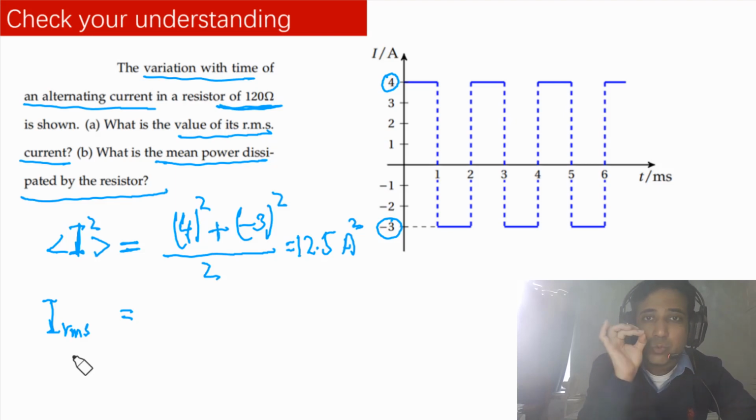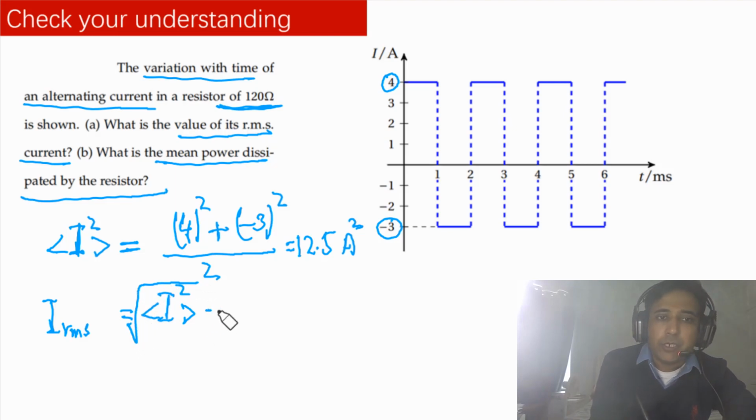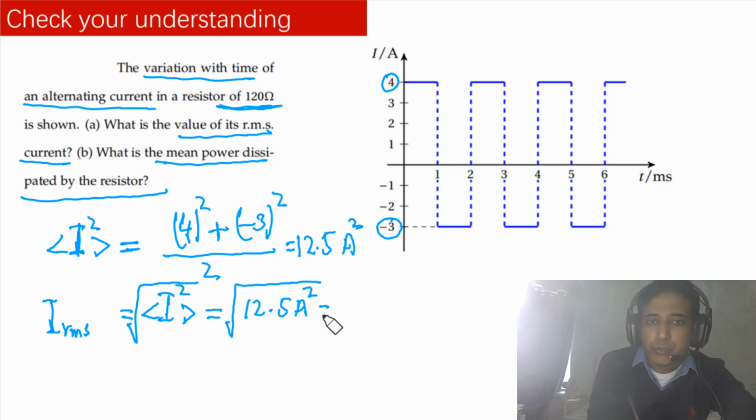IRMS means root mean square. So simply we have to take the root of this one. We have the mean square, and if you take the root of this, it is the root mean square, that is IRMS. The value of the mean square we have is 12.5 amps squared. Now simply we have to take the root of this, and we will get about 3.54 amps.